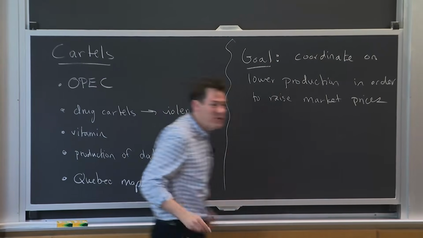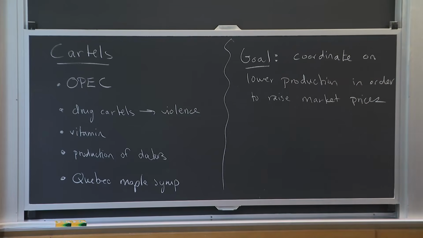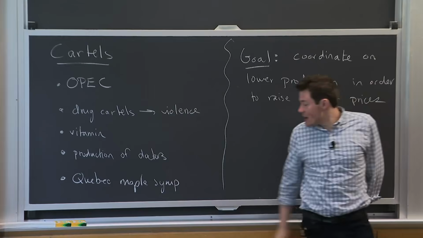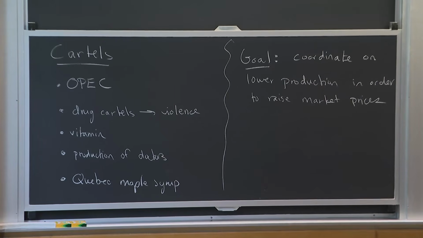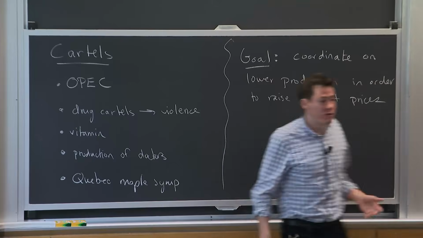Probably not well known to people. This one is different because this is a government-sponsored cartel. So the government of Quebec and the government of Canada explicitly allow this cartel because they think that producing maple syrup is a valuable cultural practice in Canada, and they want to sustain the profits and the revenues of producers of maple syrup.